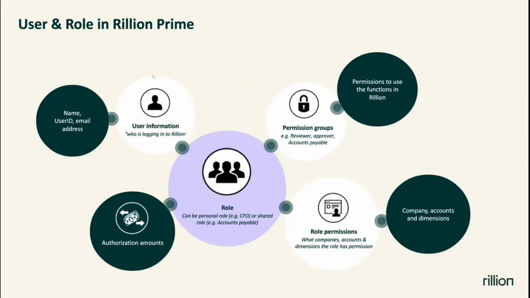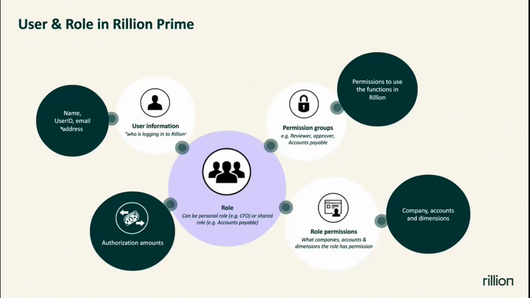So here on the left-hand side, we have a user profile, and the user profile contains information such as the name of the person, the user ID, and email address. Nowadays, it's quite common to have single sign-on set up in your Rillion Prime environment. And if you do have that or you want to have it set up, then it's very important to remember that the user ID should be the same as what you have in, for instance, your Microsoft Entra ID. So those two details must be the same in order for the single sign-on to work.